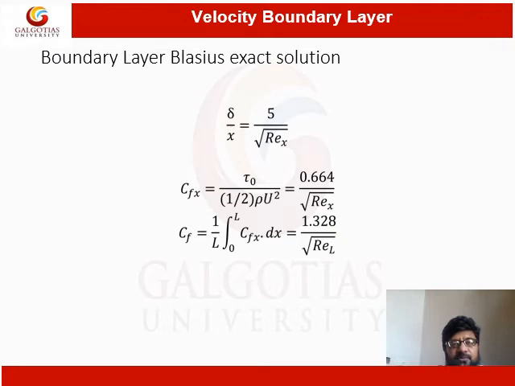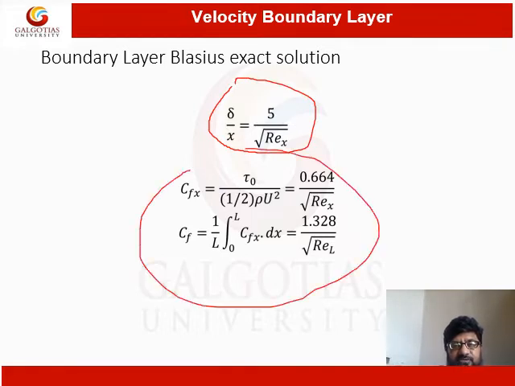By using the boundary layer Blasius exact solution, we can calculate del by x as 5 by under root Reynolds x and Cf x as 0.664 over under root Reynolds x, and then we can calculate the average coefficient of friction by integrating the above formula over the entire length of the surface.